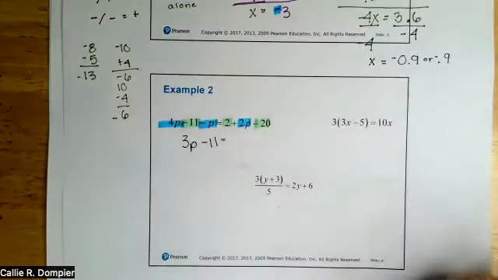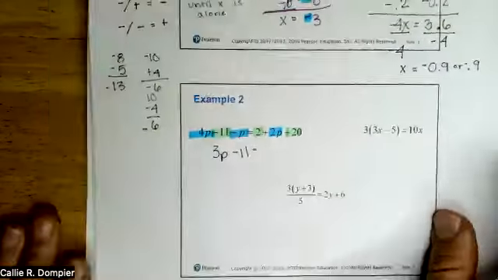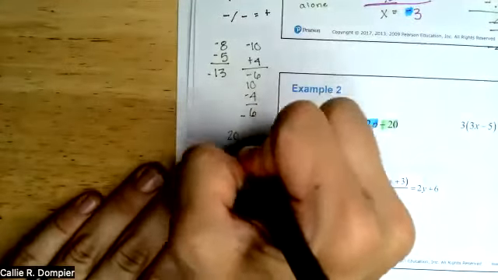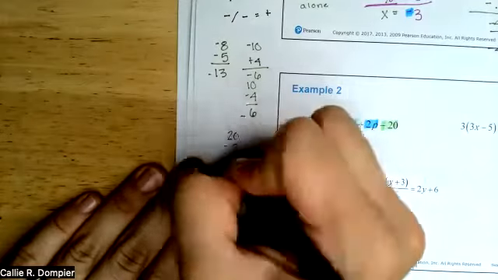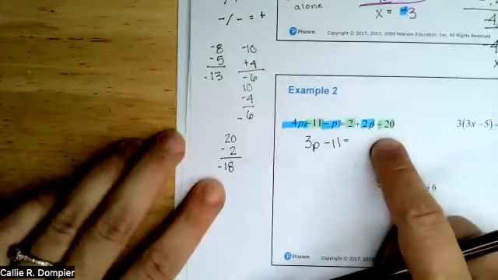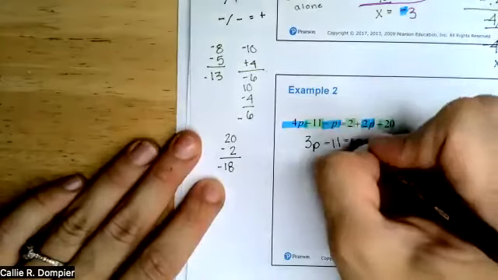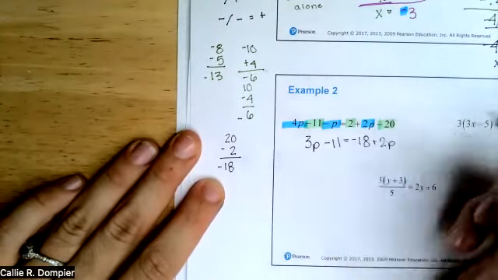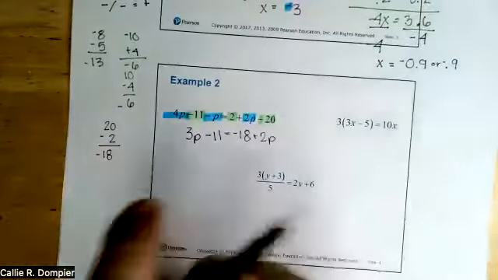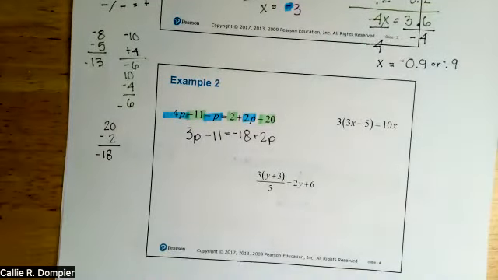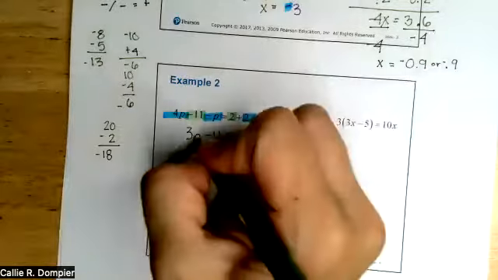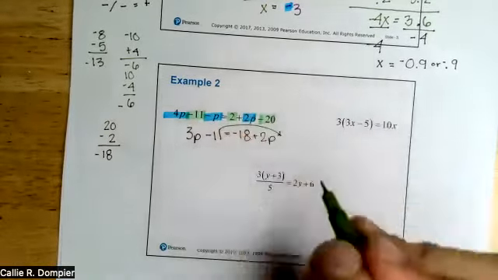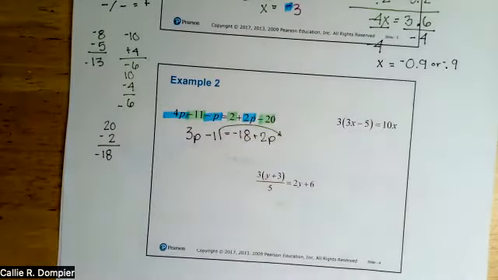Here I combine the 2 and the 20. 2 minus 20 is the same as 20 minus 2, but because the 20 has a negative sign, it's negative 18 plus 2p. So just like we did with those decimals, now we are moving everything that is not p over here and anything that is p over here.